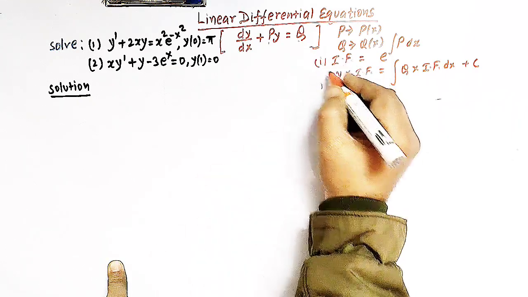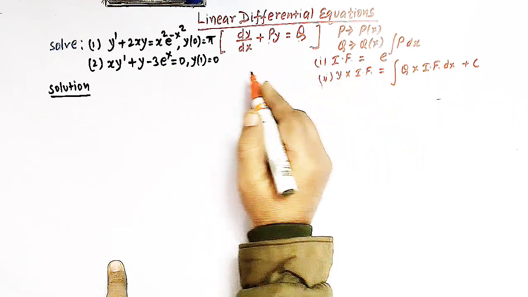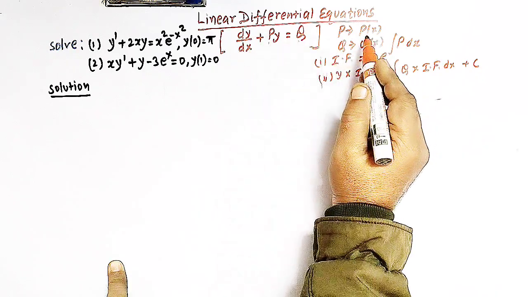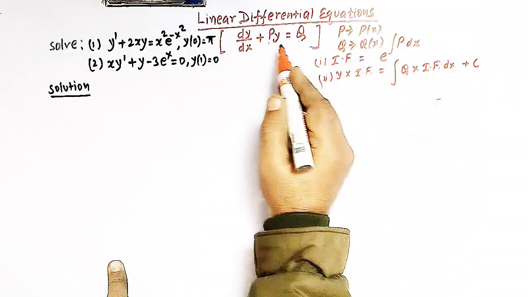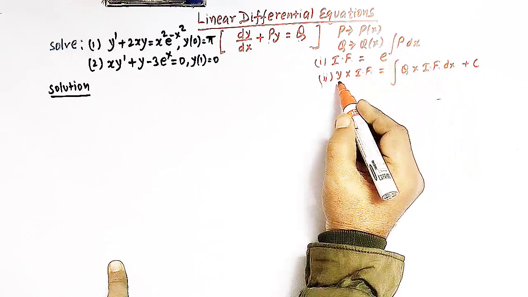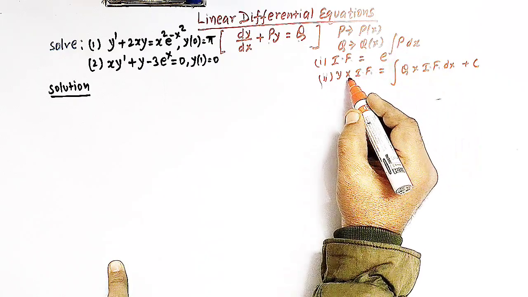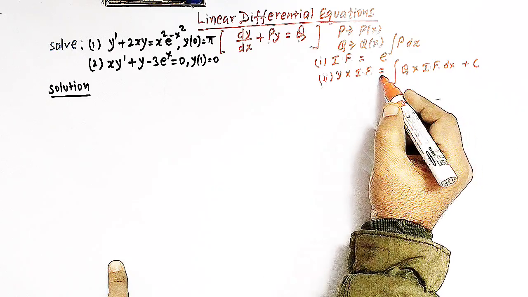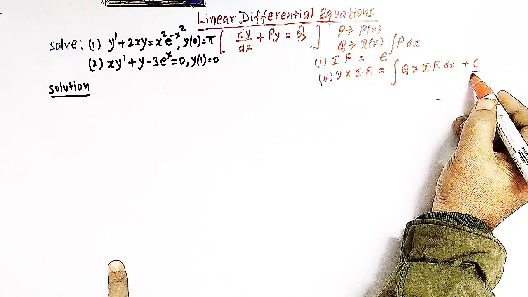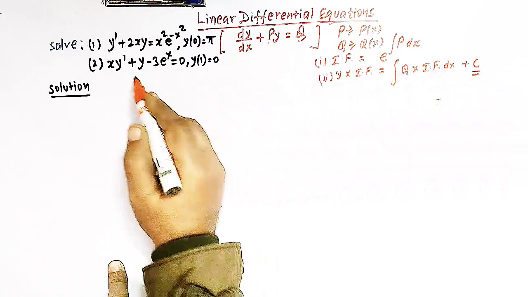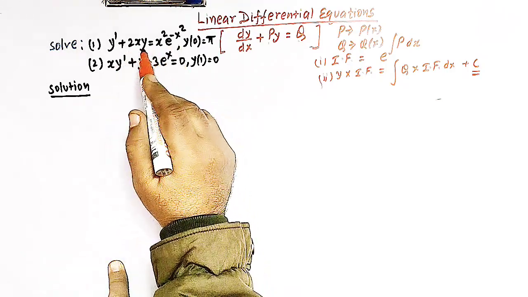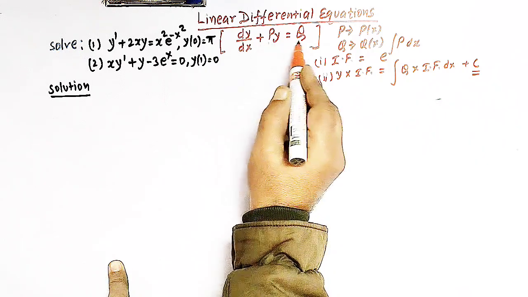So these two steps are important while solving a linear differential equation of this type, right? So p and q are constants or functions of x. So first we'll find out the integrating factor, which is e raised to integral p dx, and then the solution is given by y times the integrating factor equal to integral q times integrating factor dx plus c. c is the constant of integration, right? So when we solve these two equations, the first step is to reduce these equations in this form, right?